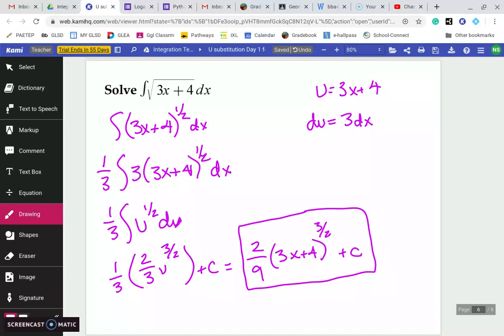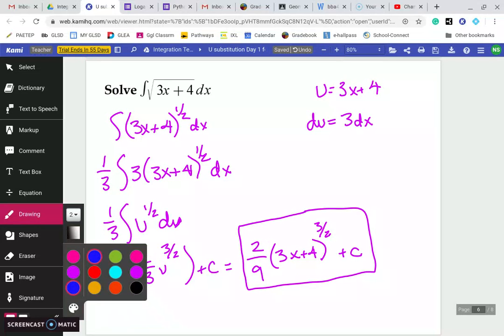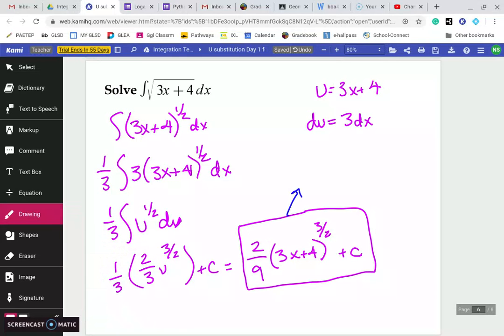And I forgot to mention this in the earlier video, but you can always test yourself by taking the derivative. If I were to take the derivative of this, I would multiply my exponent by my coefficient here. So I would get 2/9 times 3/2 times 3x plus 4, and I'd subtract 1 from the exponent. And then again, my chain rule tells me that I have to multiply by the derivative of the inside, which would be times 3.